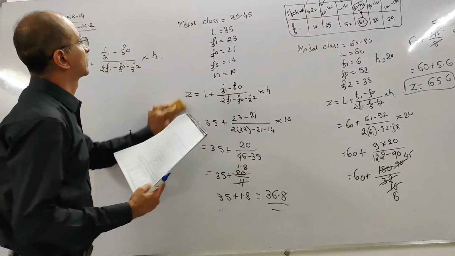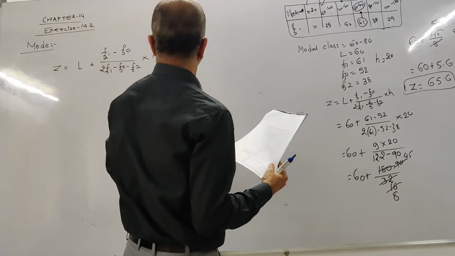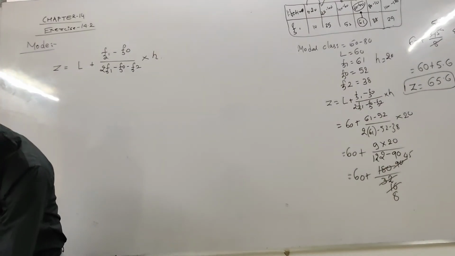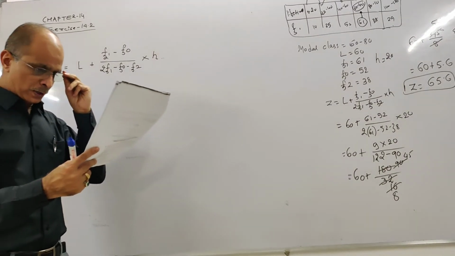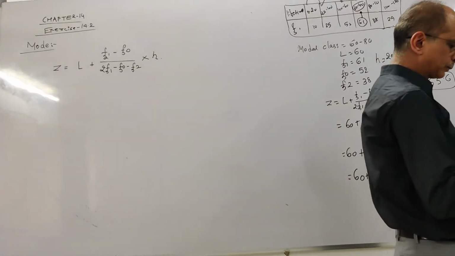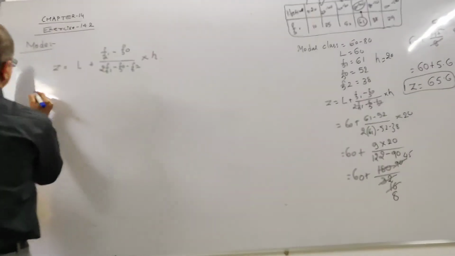Now the third example, how to solve mode of a data. Exercise number 14.2, example number 3. The following data gives the distribution of total monthly household expenditure of 200 families of a village. Here one distribution is given to you.